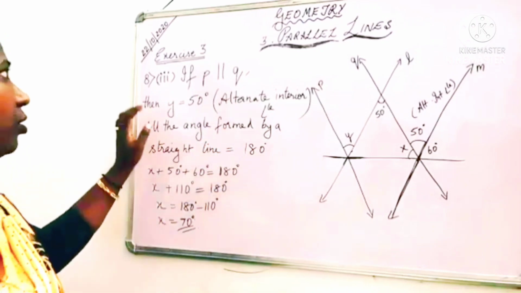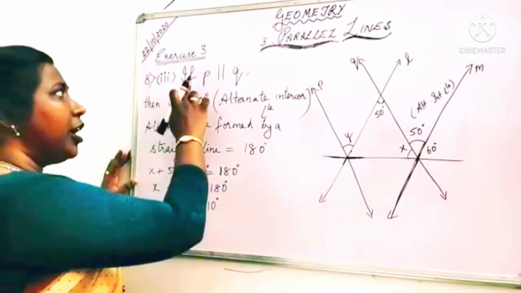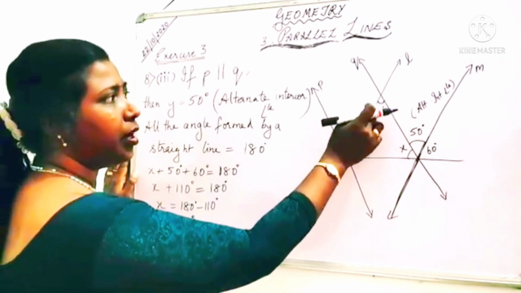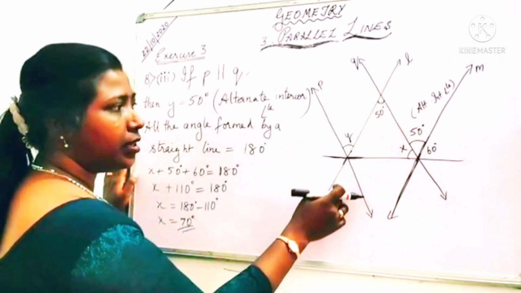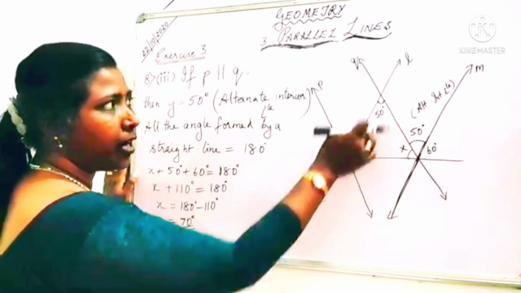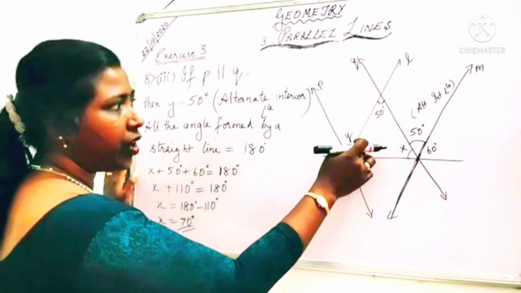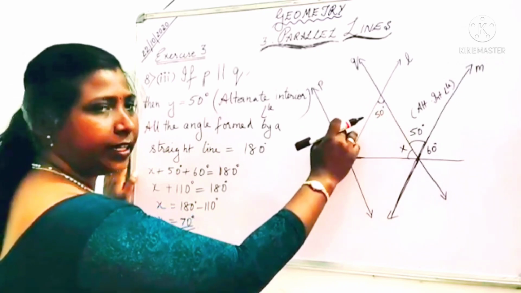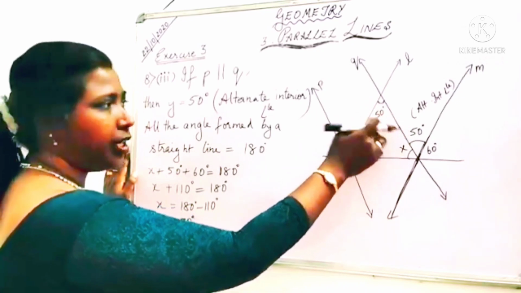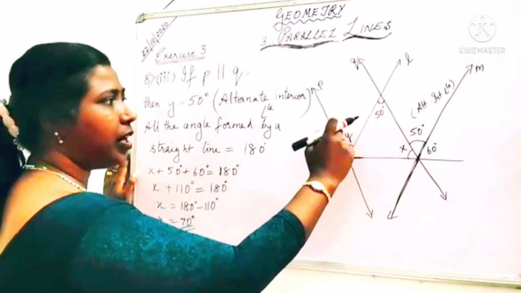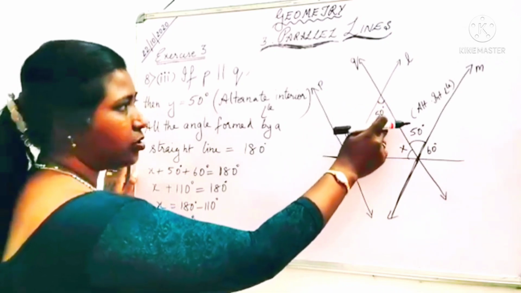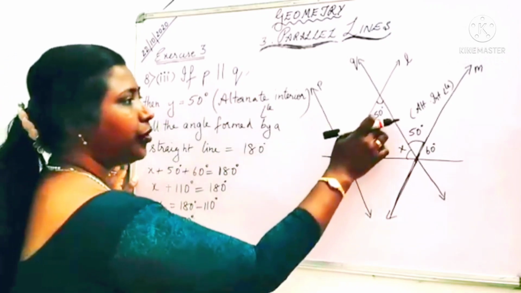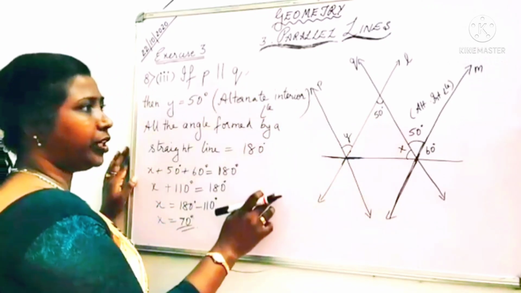Again I am explaining to you. Listen carefully, students. If P and Q are parallel, then by seeing that you can understand one transversal L is formed. The angle formed by the transversal L, that is Y is equal to 50 degree because it is alternate interior angles. Okay, it is inside the parallel lines. That's why it is alternate interior angles. So Y we found is 50 degree.